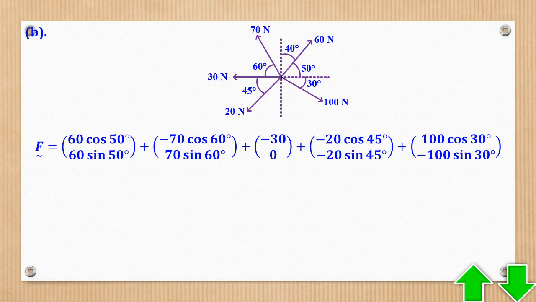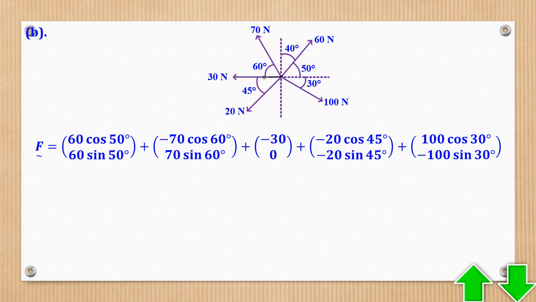70 Newton is this side and this side. So this is negative and this is positive. That's why you see a negative 70 cos 60 and positive 70 sine 60. Then the 30 Newton is entirely horizontal, meaning the vertical component is 0, and the horizontal component, the whole of it, is negative because it is pointing to the left.